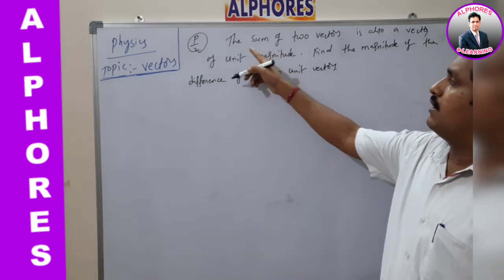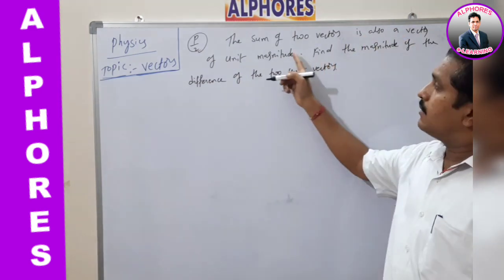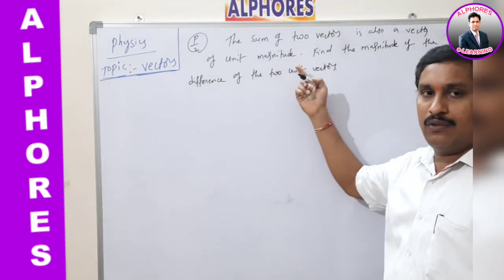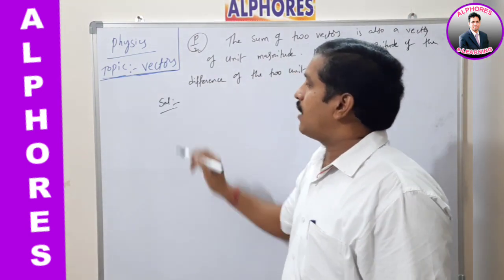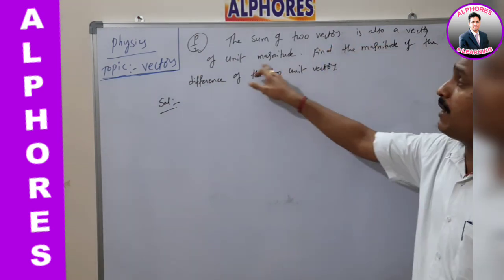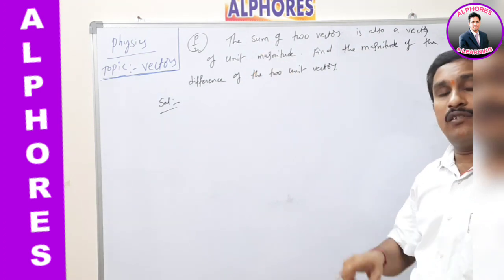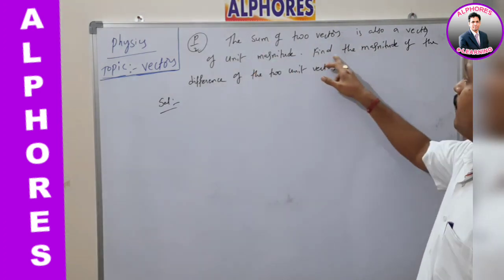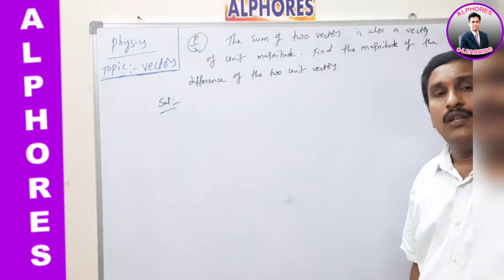What I am giving in this question is the sum of two vectors is also a vector. I am taking the vectors of unit magnitude. That means the sum of two unit vectors is also a vector of unit magnitude, meaning the resultant of two vectors is also a vector with unit magnitude, magnitude 1. Now find the magnitude of difference of two unit vectors.